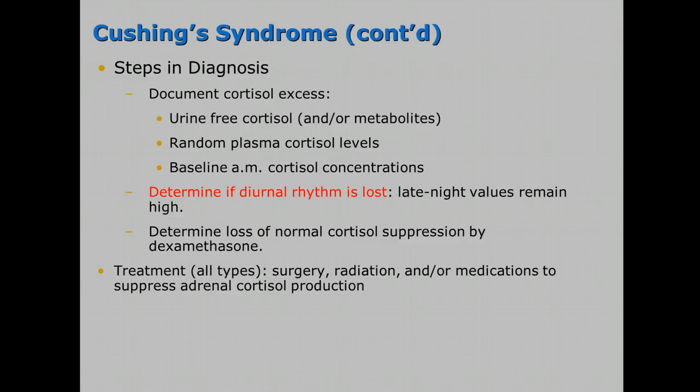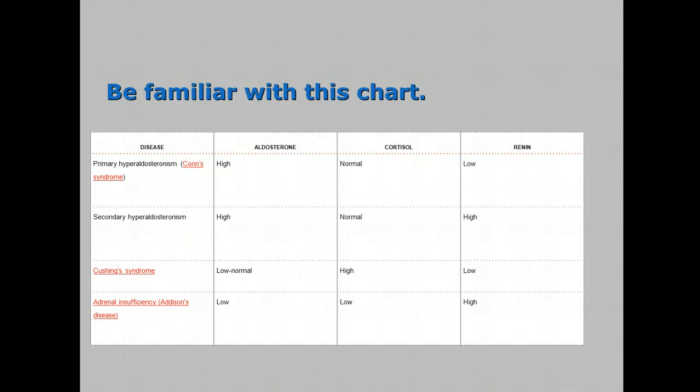Our bodies have high cortisol in the morning because it tells us to go out and eat, to use energy, things like that in the morning. So that's what naturally is supposed to happen. Well, if those remain high at night, that's when we run into a problem. So the diurnal rhythm is lost. Level remains high all day. We can also determine the loss of normal cortisol suppression by dexamethasone. And we can treat this with surgery, radiation, or other medications to suppress the adrenal cortisol production.